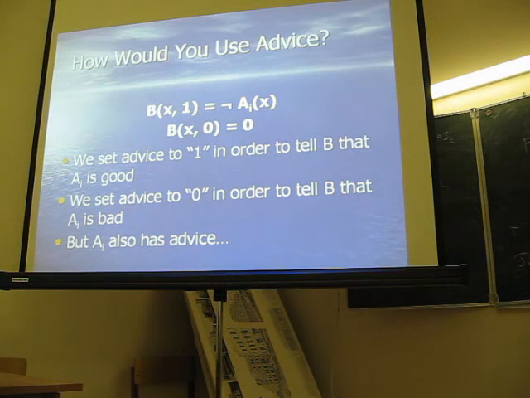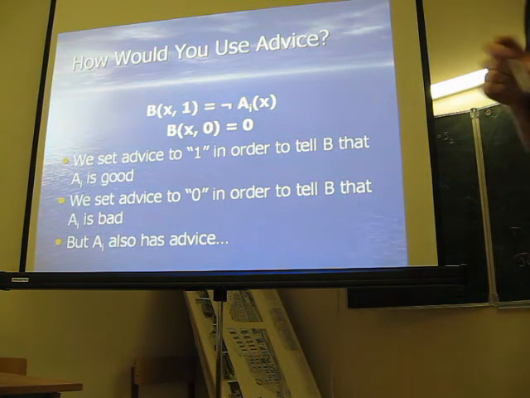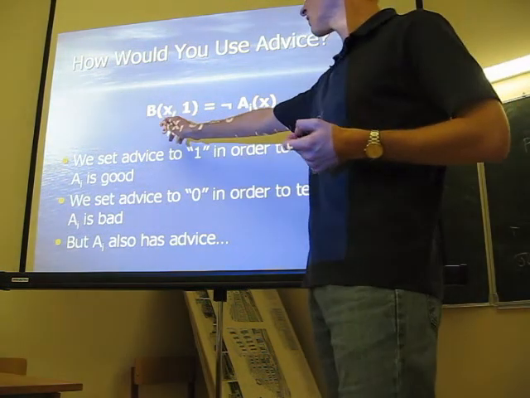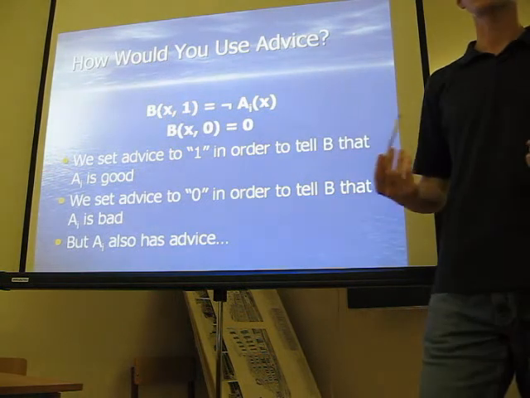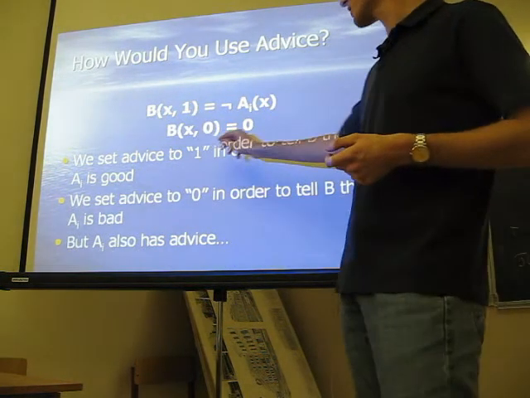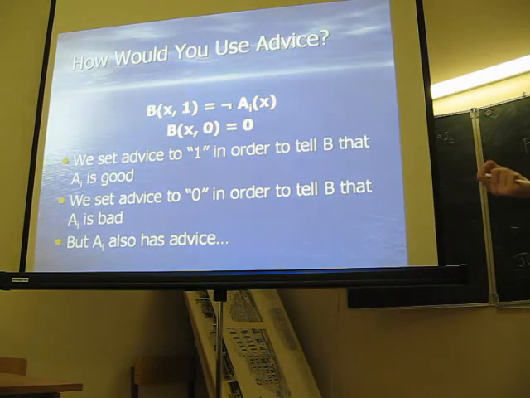In what way can advice help us to prove time hierarchy then? Well, this one bit of advice may be used in order to tell B whether AI is good or bad. So let me define B in the way that on input X with advice 1, it simulates AI and outputs the opposite. And with advice 0, it doesn't do anything, just returns 0.